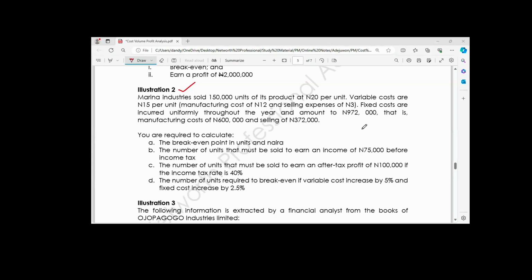You are required to calculate A, the break-even point in units and naira. B, the number of units that must be sold to earn an income of 75,000 naira before income tax. C, the number of units that must be sold to earn an after-tax profit of 100,000 naira if the income tax rate is 40%. And D, the number of units required to break even if variable cost increases by 5% and fixed cost increases by 2.5%.